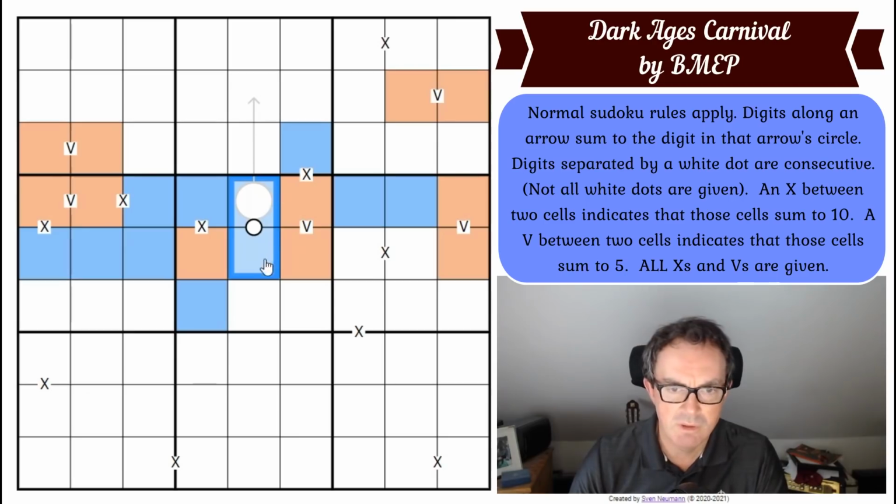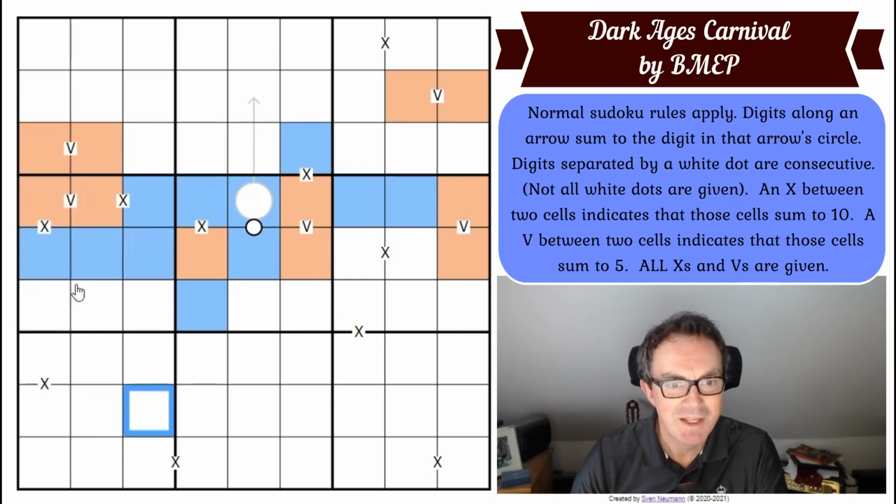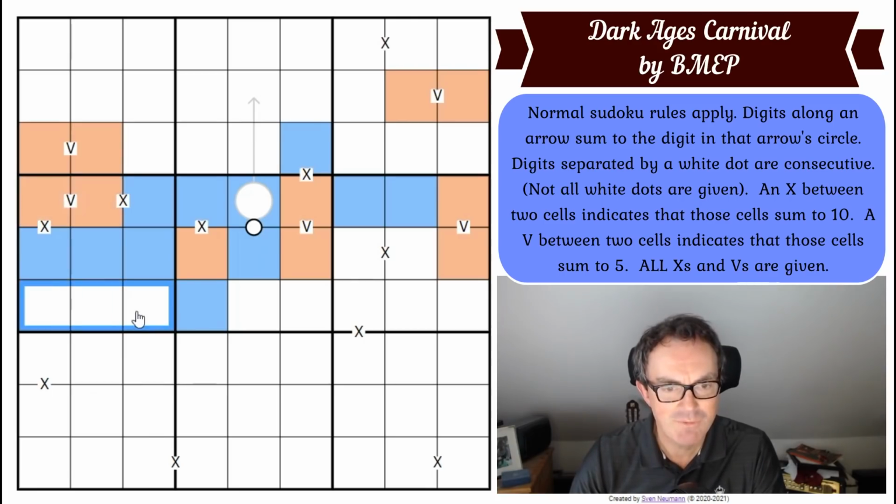I'm not actually sure that does do anything for us. Okay, so, right, but we can do more trickery in box 4 because we've got a V domino here. So 2 of these 3 squares are orange and they add up to 5. So we've got to keep them apart.